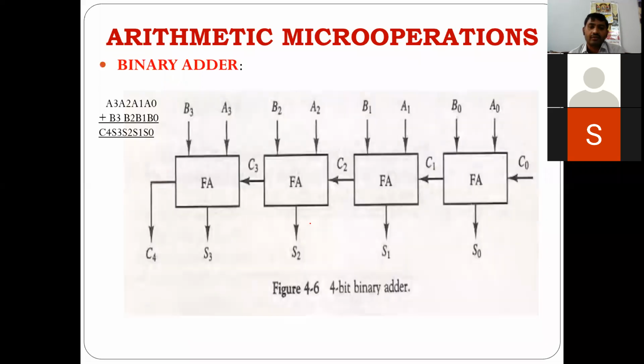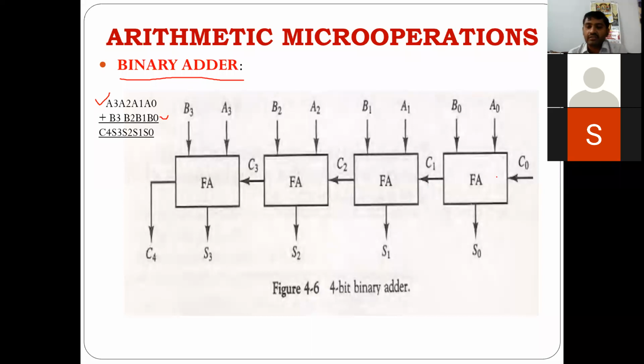So coming on to the arithmetic micro operation, in continuation of the discussion, this one we have already discussed when we discussed adders. Try to recall. A0, A1, A2, A3 is one number, and B0, B1, B2, B3 is another number. So these are the two 4-bit numbers. Two 4-bit numbers will be added. How? Using a full adder.